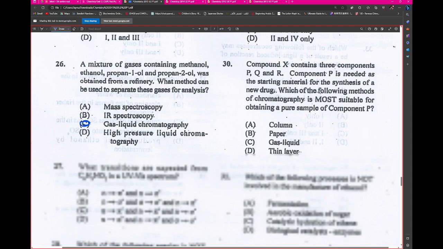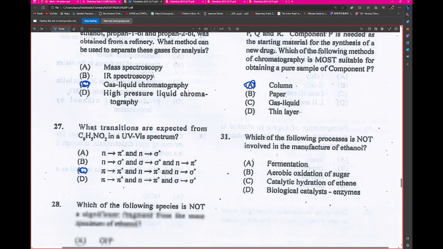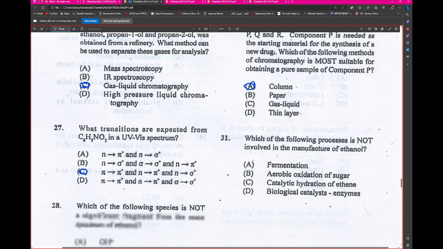Component X contains 3 compounds, P, Q, and R. Component P is needed as well. We're just looking at which one of the chromatographies would give us the pure sample. And this would be A. Column chromatography. Which of the following processes is not involved in the manufacture of ethanol?